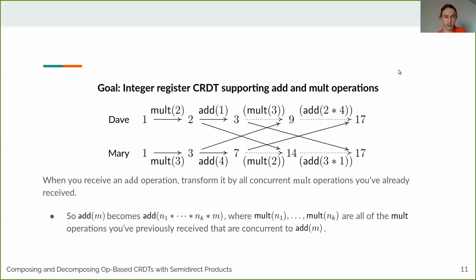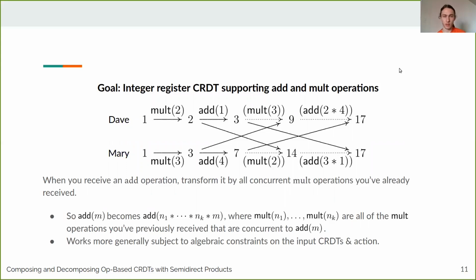Another way of stating this rule is that if you receive an add m message from another user, then you turn it into add of n1 times through nk times m, where mult n1 through mult nk are all the multiply operations that you've previously received that are concurrent to the one you just received. Okay? And this rule is the same general rule that we use in the full semidirect product construction. Basically, you give some action which says if I receive one operation after a concurrent operation of another one, I'm going to act on it with this action. And this works in general subject to algebraic constraints on the input CRDTs and on the action.